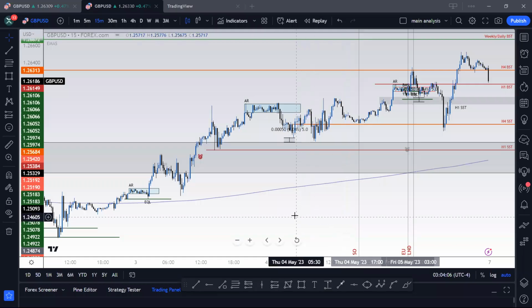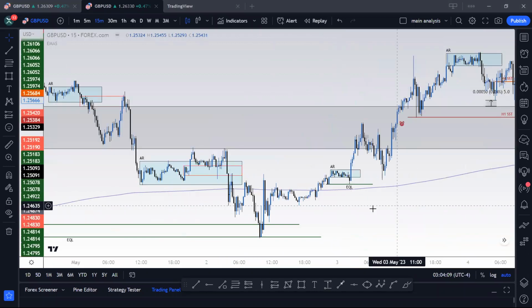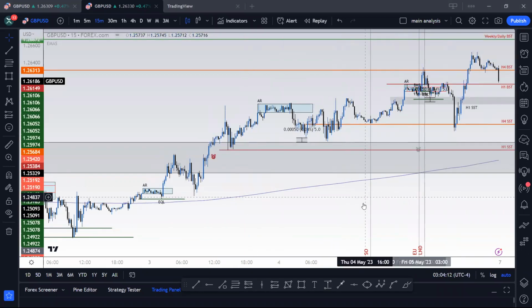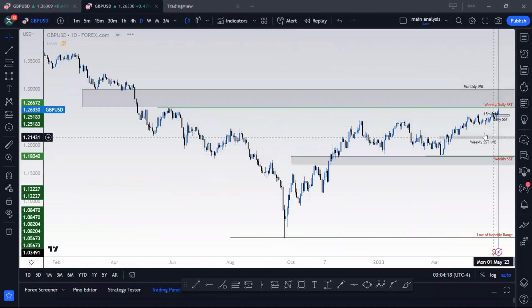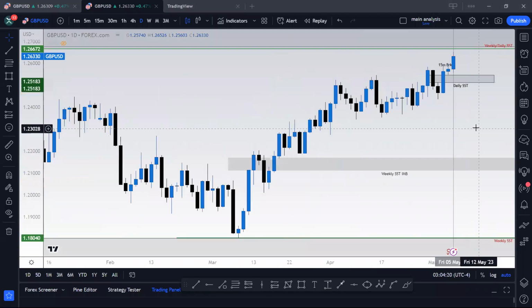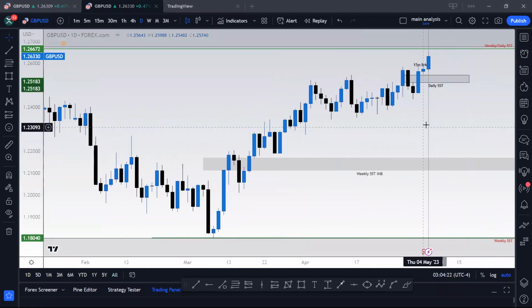So what I'm going to go over today is all the setups that took place last week, starting from Monday and going into Friday. And obviously last week was quite a volatile week because we did have non-farm payroll at the end of the week and FOMC as well. So it was quite an interesting week, and there were actually quite a lot of setups last week, which I'm going to go over. So we're going to start off with Monday, the 1st of May.